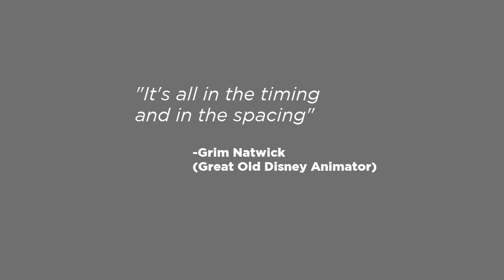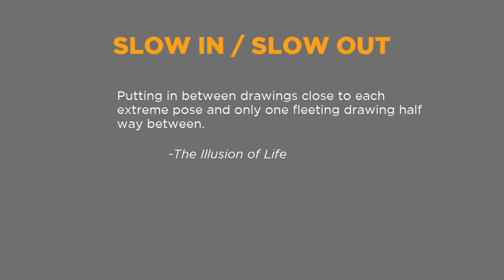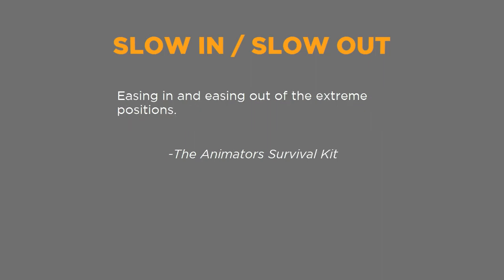So slow in and slow out, as discussed in The Illusion of Life, is basically putting in-between drawings close to each extreme pose and only one fleeting drawing halfway between. Or in other words, easing in and easing out of the extreme positions, as Richard Williams talks about in The Animator's Survival Kit. Think of it as cushion drawings for each key drawing.